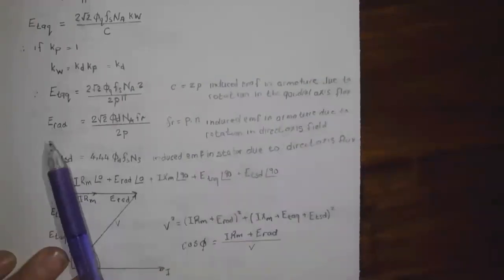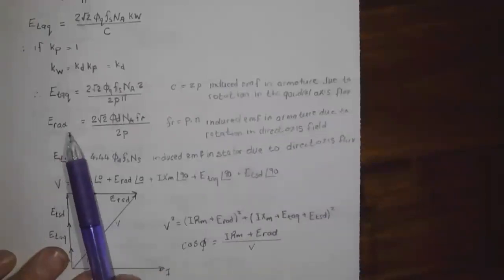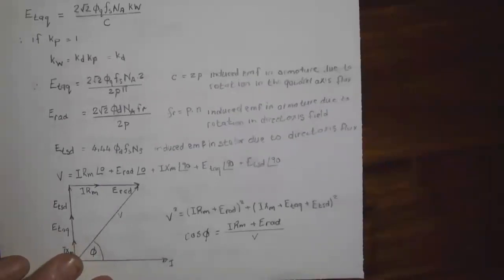Now, E_rad is the rotational voltage induced in the armature due to the direct axis, and that is 2 square root 2 phi_d Na Fr over 2P. And E_TSD is the induced transformer EMF in the stator due to the direct axis. That is 4.44 phi_d Fs times Ns.